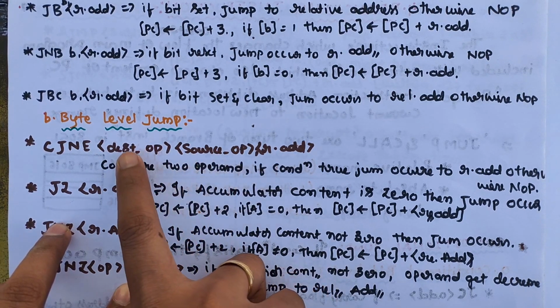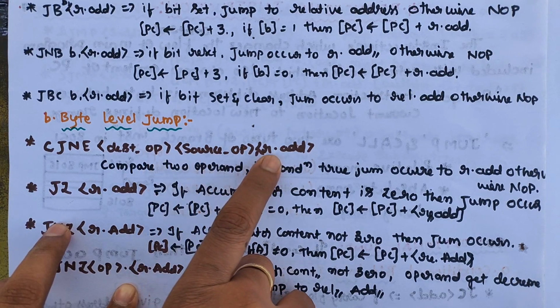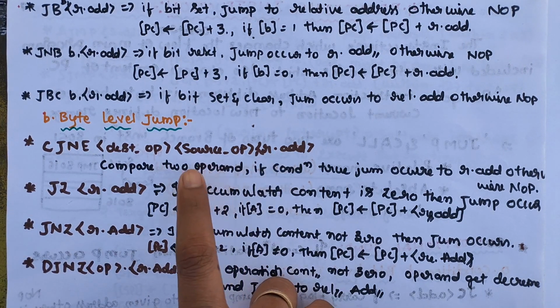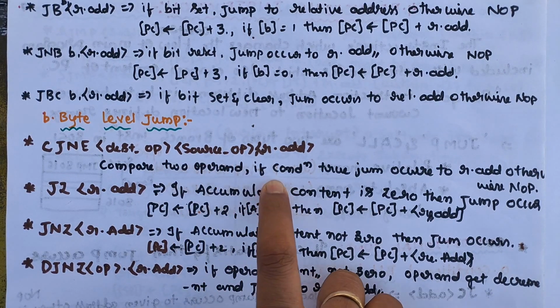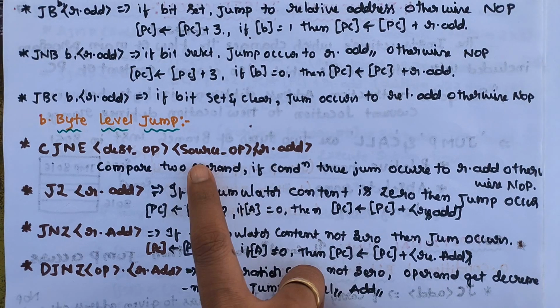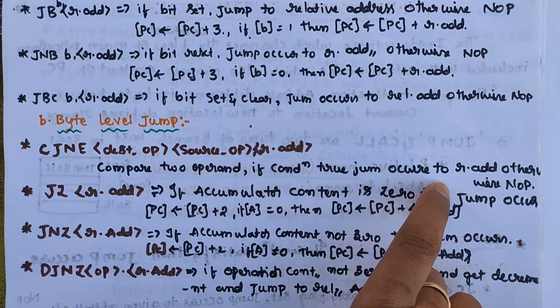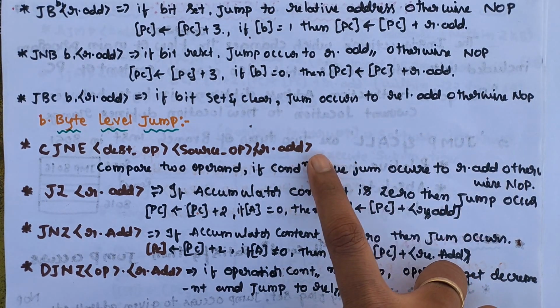The destination operand and source operand are compared. If both are not equal, then the execution control jumps to the relative address specified in the instruction. If the condition is true, that means the two operands are not equal, then the jump will occur to the relative address mentioned in the instruction.